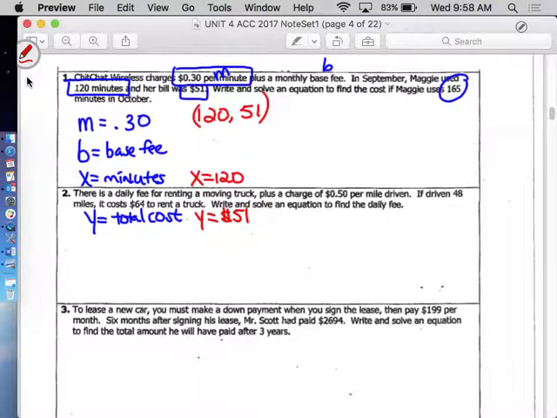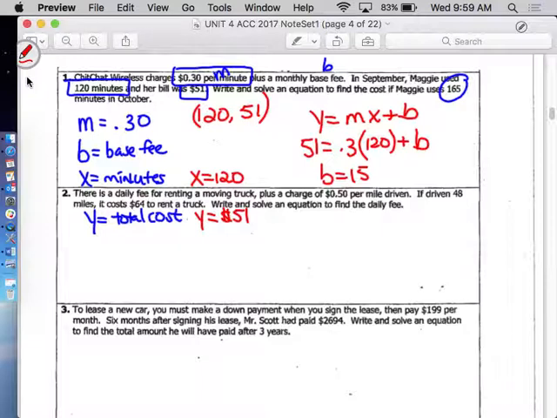So I'm going to take this information and arrange it in slope-intercept form. This is going to allow me to figure out what the flat fee is. Getting through the math in this, you see that the flat fee is 15. So here's the function model that would represent this problem.